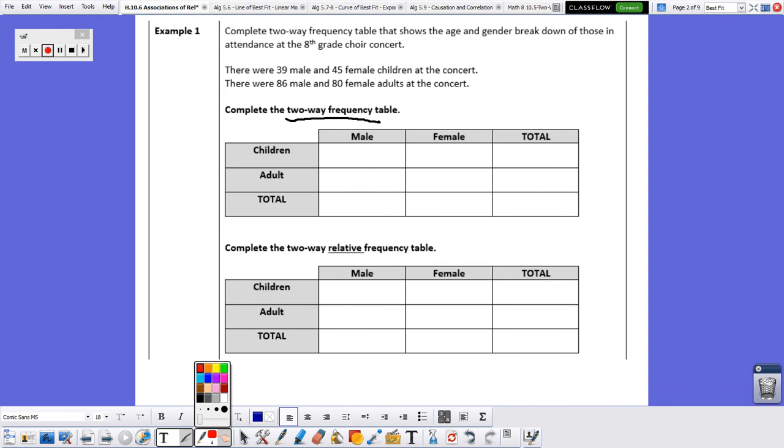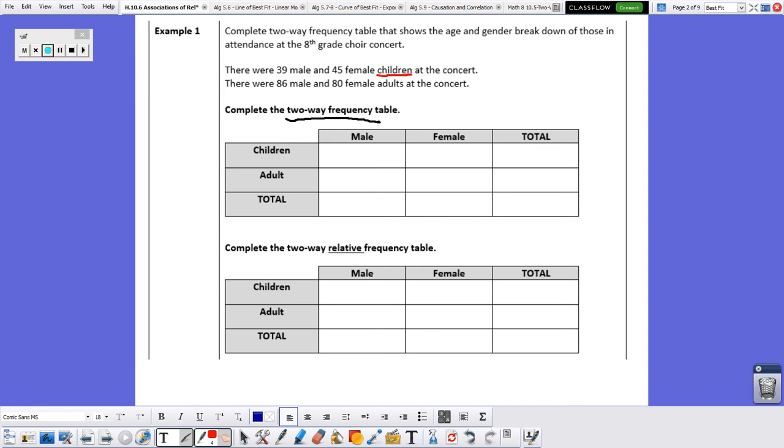So that tells us that there are 39 male and 45 female children at the concert. Okay, so that's talking about just children. And then the next sentence says there were 86 male and 80 female adults at the concert. So now we know how many male and female children and male and female adults, so we need to put that in the right spot in our table.